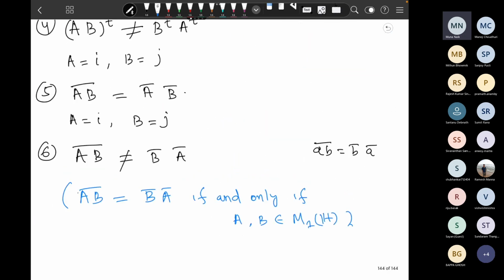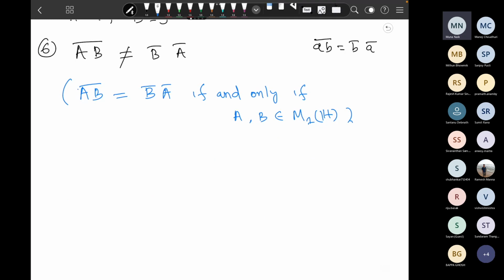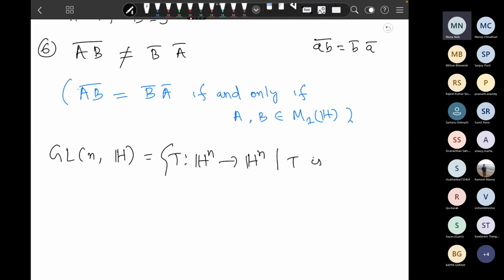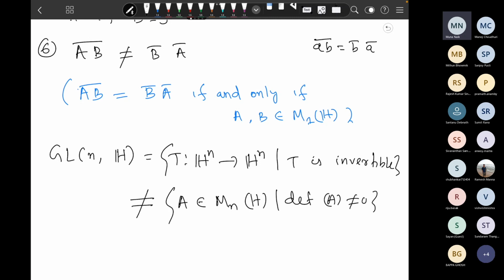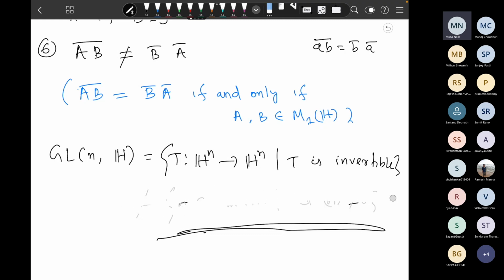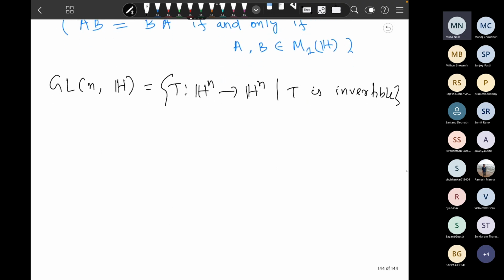Since the determinant is not really well behaved, I recall that I defined GLnH as the set of T from Hn to Hn such that T is invertible. This was my definition. I cannot say that A belongs to MnH such that determinant of A is not equal to 0, at this moment. However, we'll see that there is a different notion of determinant, and by that I can say this thing. For this moment, let us define that first, and then you will see that.